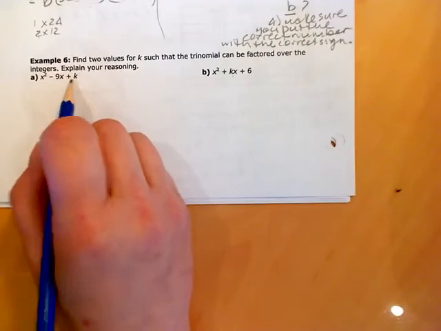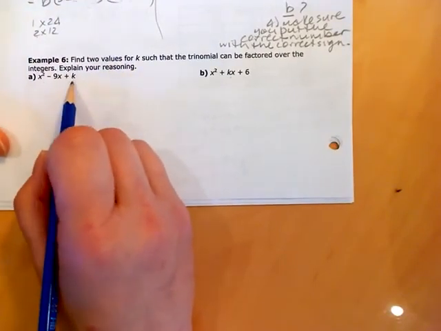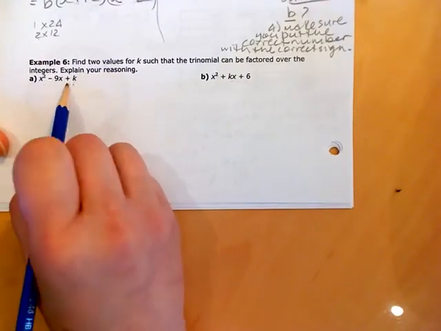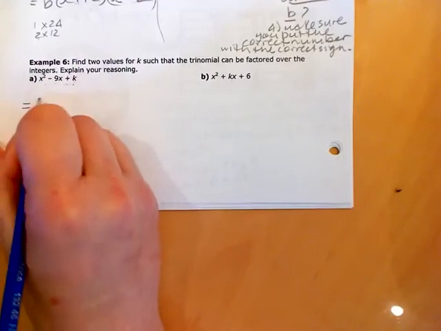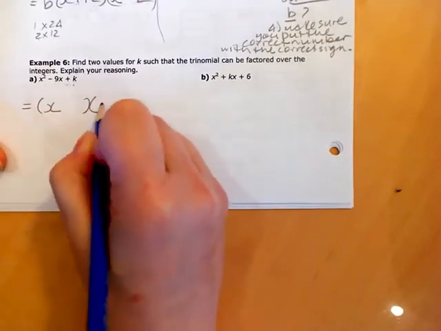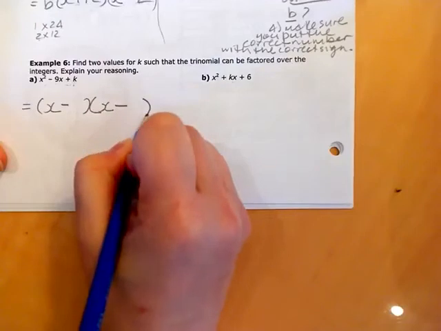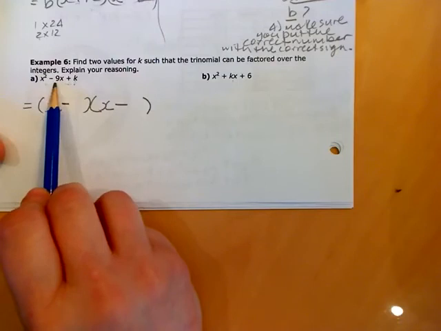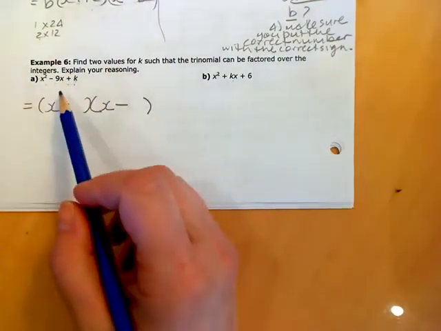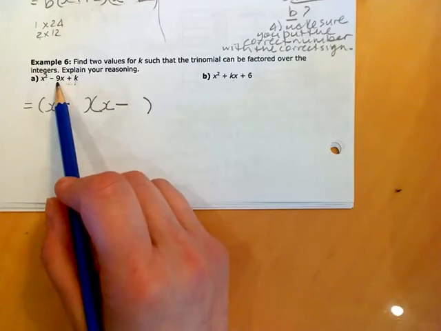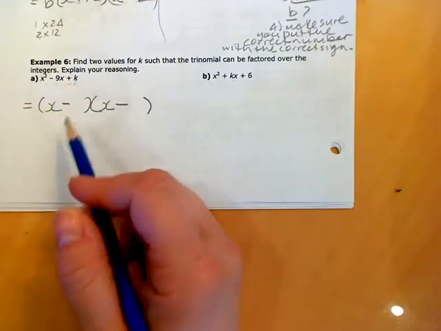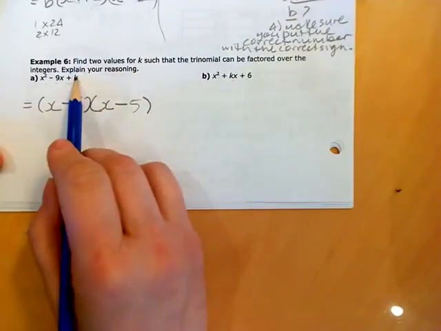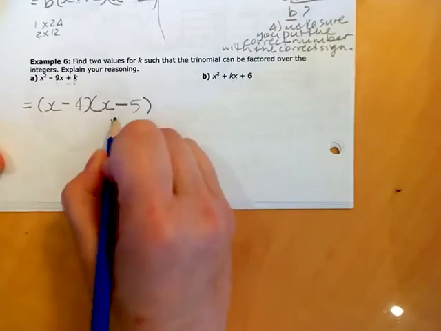We know that we need to find two numbers that multiply to k and add to 9. The signs are the same and they're both negative. So if the two numbers have to add to 9, what are they going to be? Well, how about 5 and 4? Well, 5 and 4 would then multiply to what? 20. So for this, k will be 20.